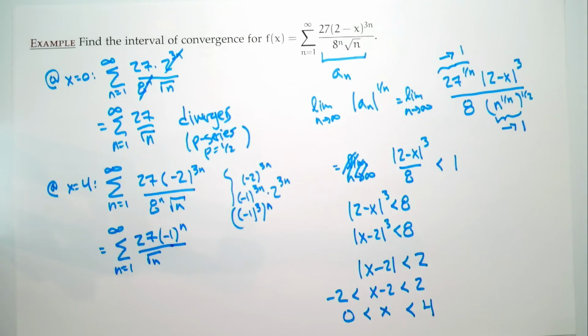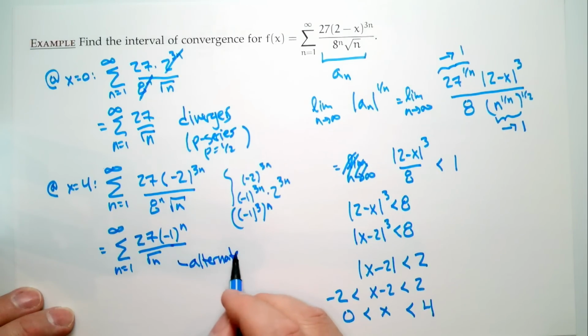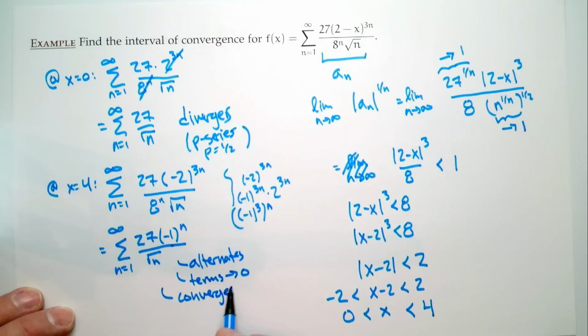So it's alternating. Do our terms go to 0? In other words, does 27 divided by square root of n go to 0? I know, we're almost there. Come on, just one more problem after this one. 27 divided by square root of n goes to 0, yes or no? Yes! Okay, good. So this alternates, and the terms go to 0. And so what's our conclusion? It converges by the alternating series test.